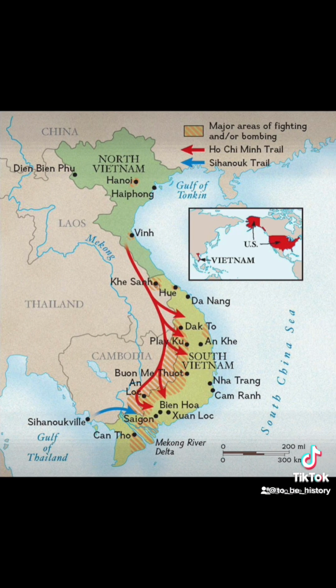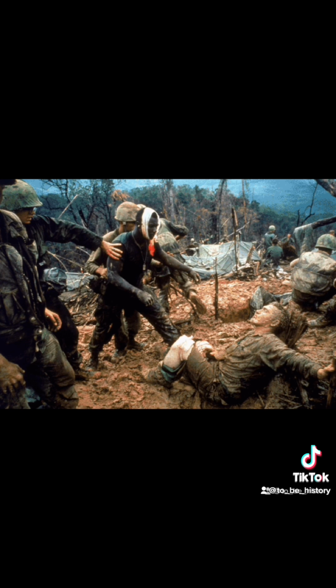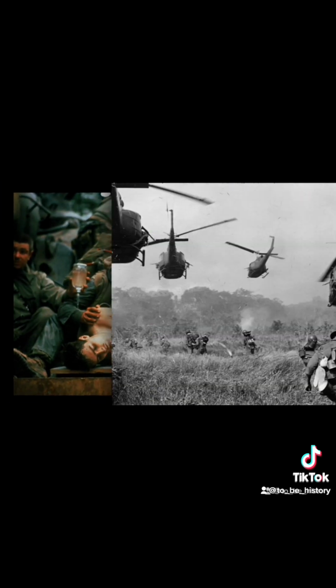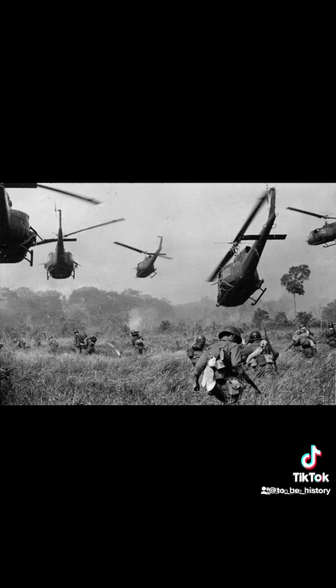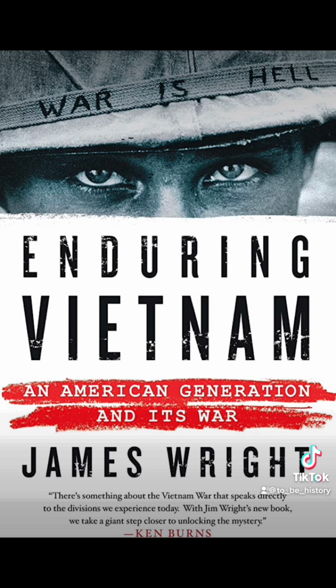Following World War II, Vietnam sought independence from the French colonizers, resulting in the First Indochina War. This conflict culminated in the Geneva Accords of 1954, which temporarily divided Vietnam into 2 separate entities: the Communist-led Democratic Republic of Vietnam and the Anti-Communist Republic of Vietnam.